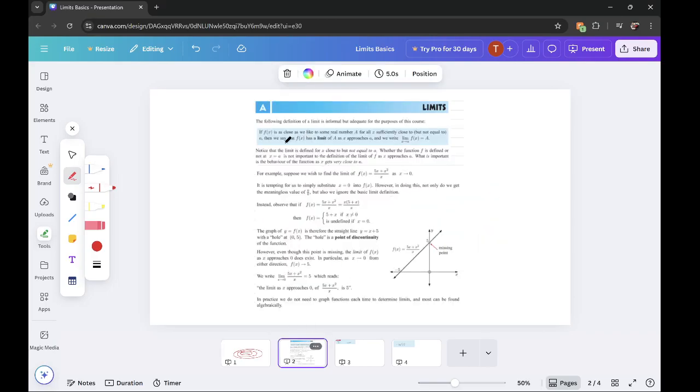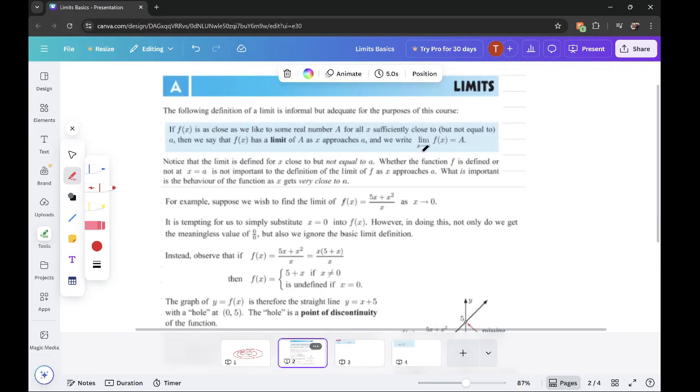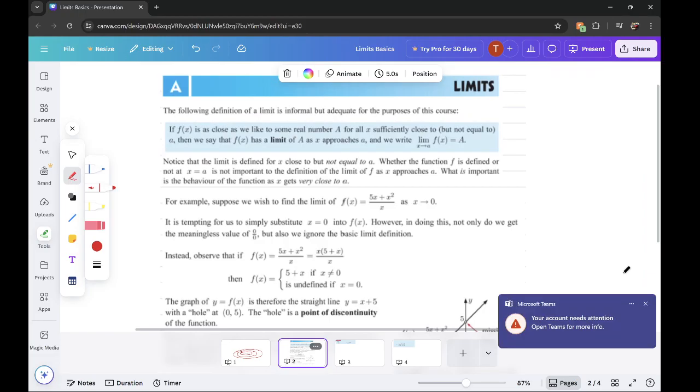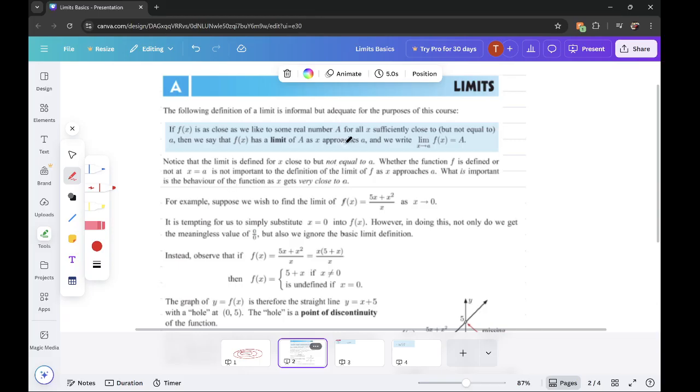So limits. The following definition of a limit is informal but quite adequate for the purposes of this course. This is mentioned in the textbook. If f of x is as close as we like to some real number A for all x sufficiently close to but not equal to little a, then we say f of x has a limit of big A as x approaches little a. And we write the limit as x approaches a of f of x is equal to A.